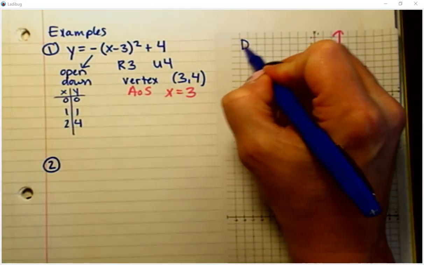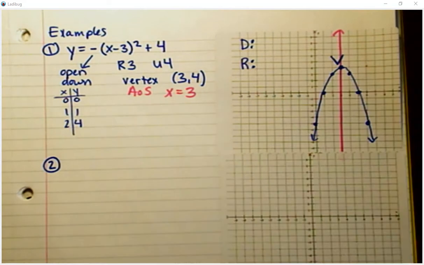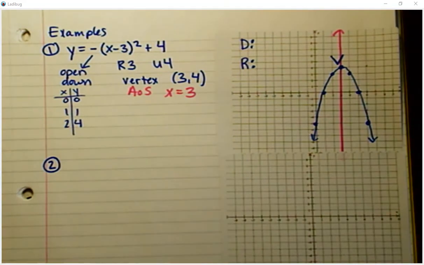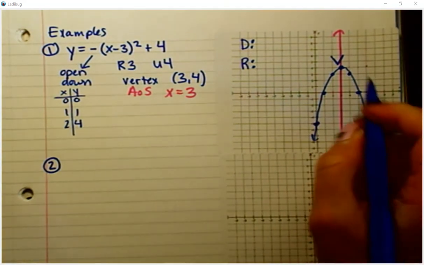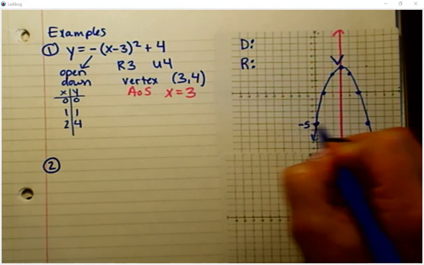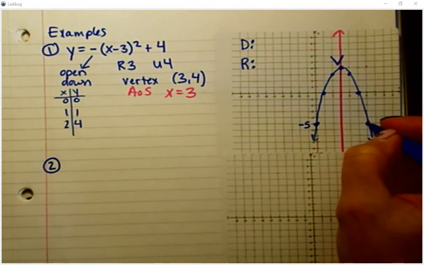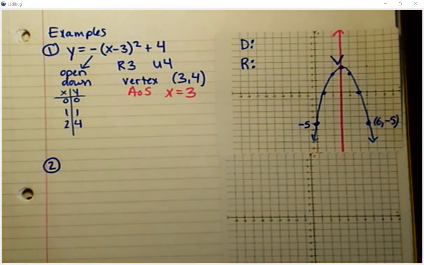Okay, so let's go ahead and label this picture with the domain and range. What are the 2 points that you have on the bottom? This one is 0, negative 5, and this one is 6, negative 5. So I counted over 3 and down 9. Yes.